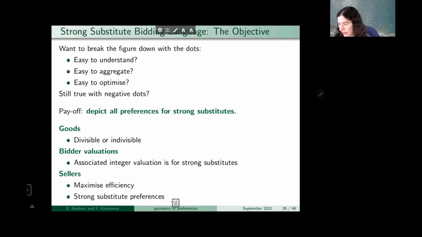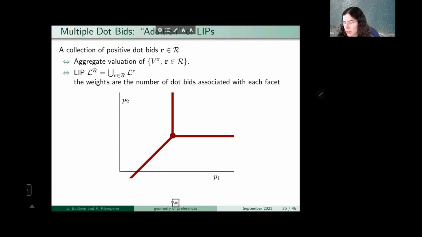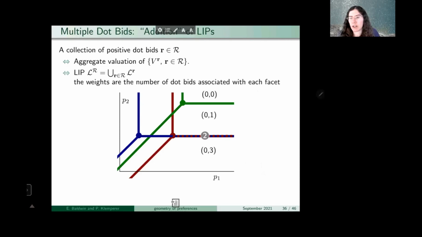And sorry, galloping along and only going to the bits I really want to talk about. So to understand how to do the negative bids, let's think again about the positive bids. If I've got a collection of positive bids, that corresponds to an aggregate valuation across all those bids. That corresponds to a lip, whose set is the union of those lips. And the weights are the number of dot bids associated with each facet.